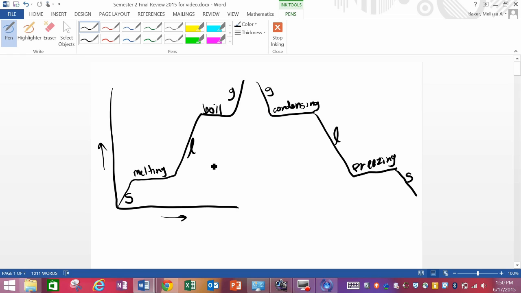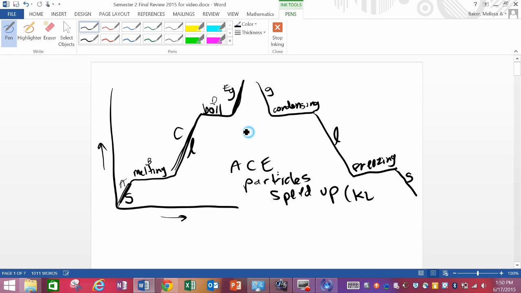So things to think about. What's happening at the molecular phase? When something's heating up, like on all of these parts where it's not at a plateau, I'm going to call those points A, this is B, C, this is D, and E. So on the heating curve at A, C, and E, particles are speeding up. That's their kinetic energy that's going up.